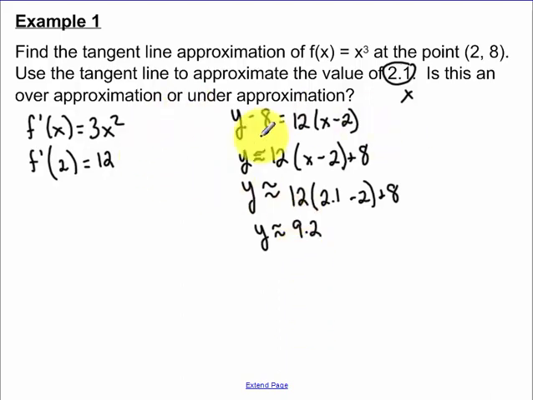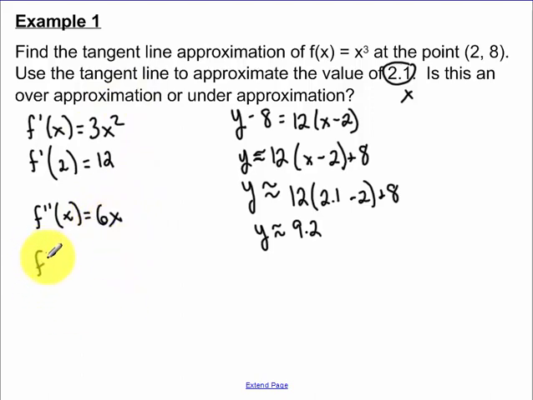So now we need to determine, is it an over approximation or an under approximation? I'm going to ask you guys to justify it. Yes, you could actually plug in the value and get what 2.1 to the third power is, but that's not using calculus. That's not utilizing the skills that we need. Let's find our second derivative. Let's use the calculus.